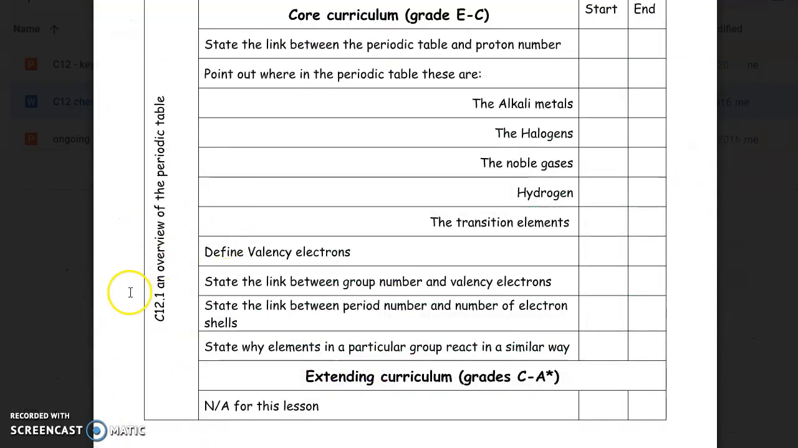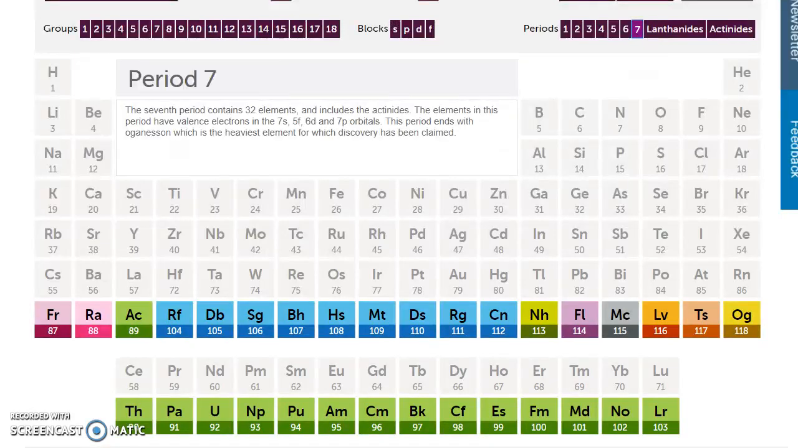Sorry, selected the wrong one there. You need to state why elements in a particular group react in a similar way. Well, that's really easy, because elements only react to get a full outer shell. So what they react with, how they choose to react and in what ratios is determined by what's the easiest way for them to get a full outer shell. That's all atoms live for.